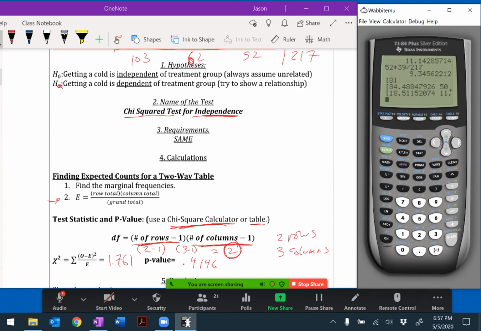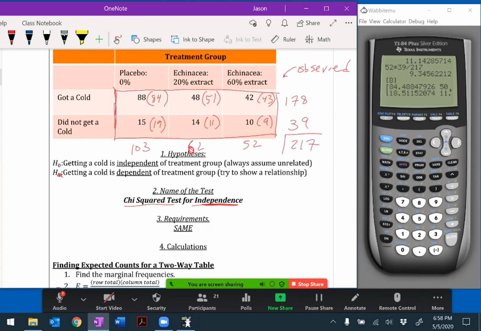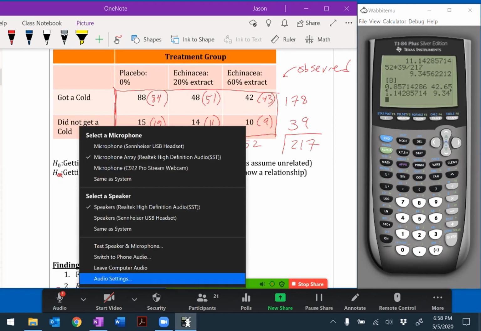This is all of the expected values that I already just calculated. It's 85 or 84, and then 18, or 19, sorry, 84, 19. What's over here? Well, that's 51 and 11 and 43 and 9. It already calculated all that for us. I didn't even have to calculate that. That was kind of nice to show you where it comes from, but I didn't have to calculate that.